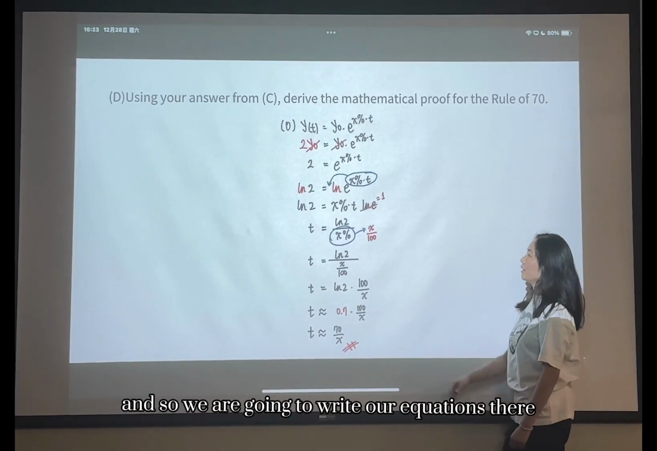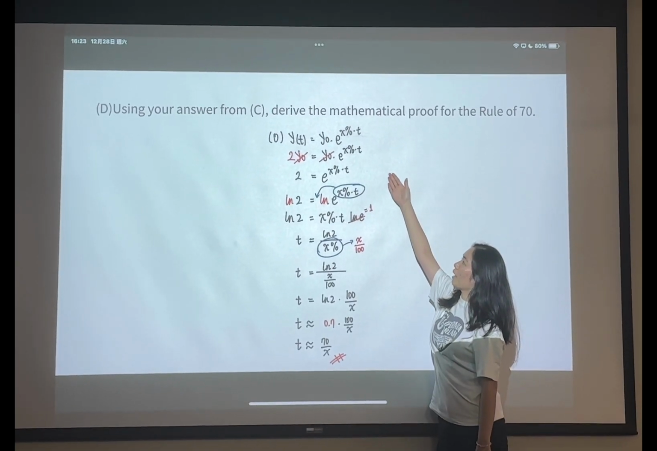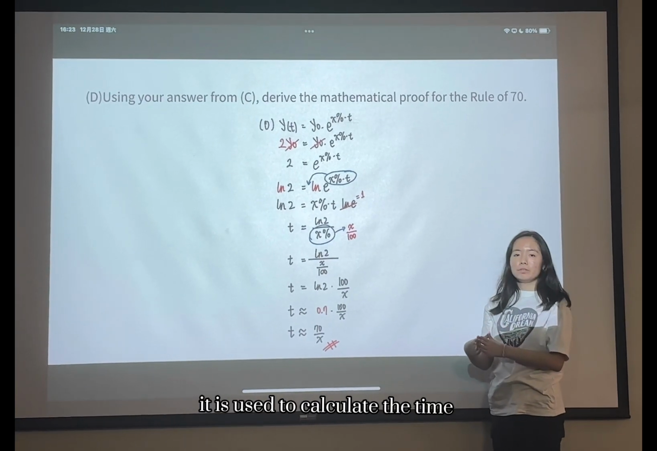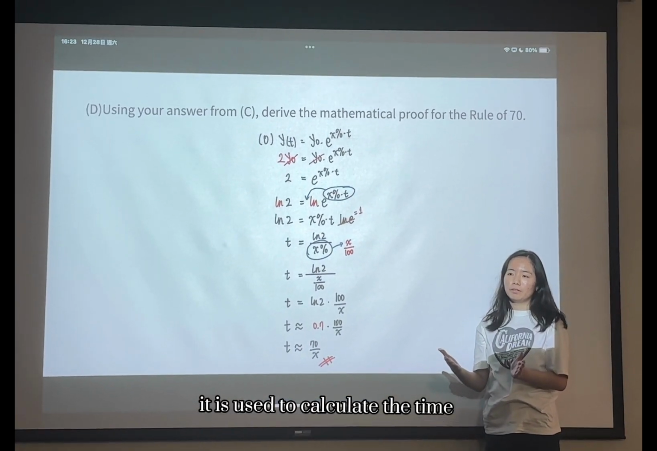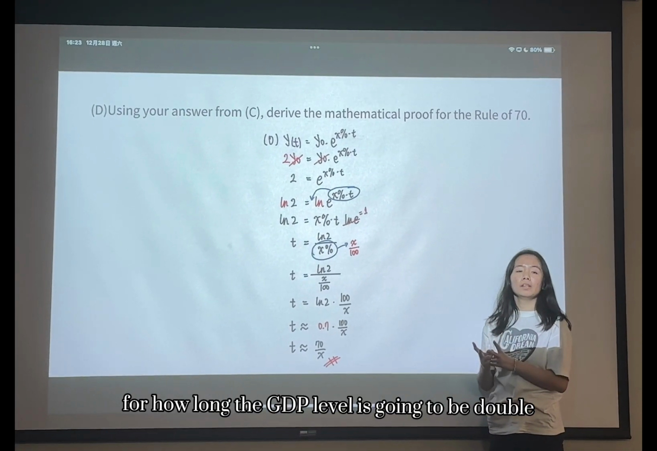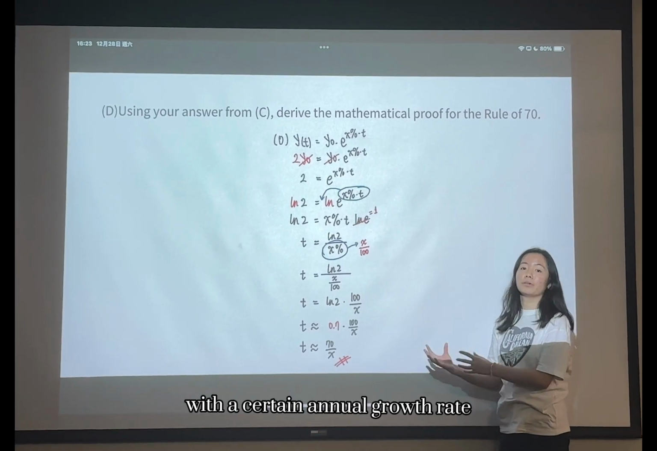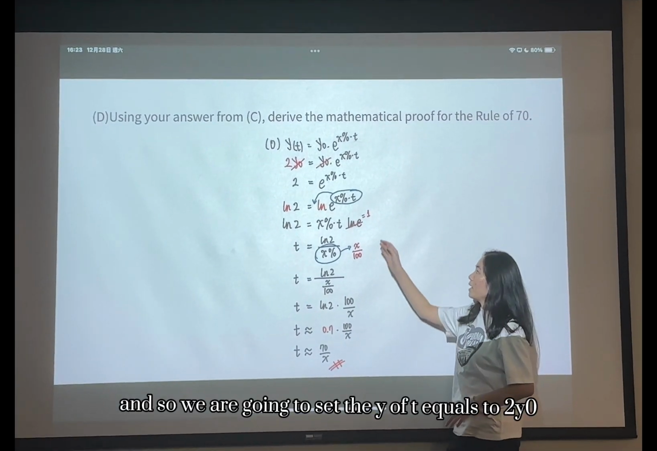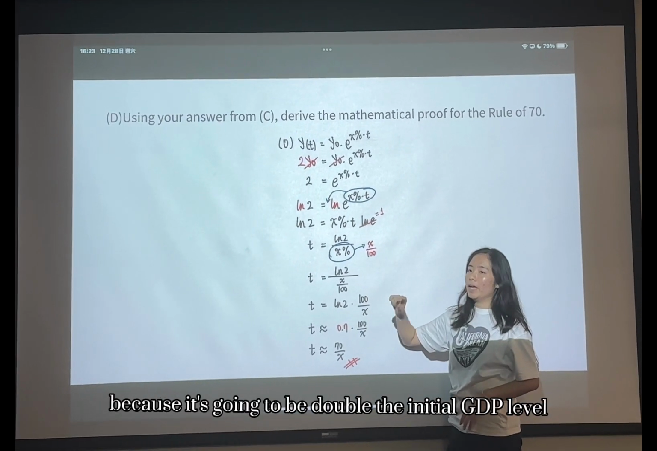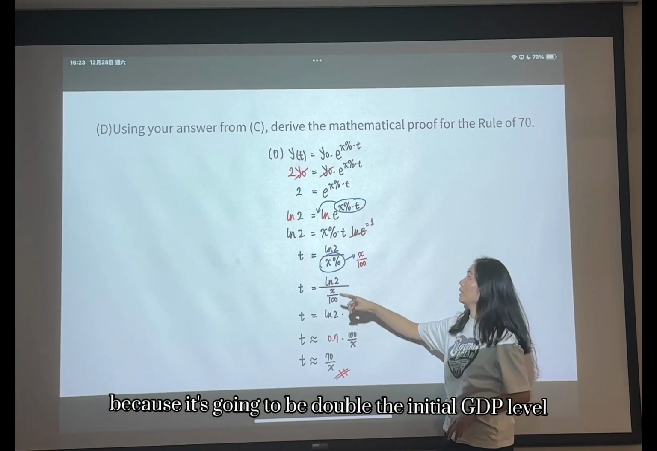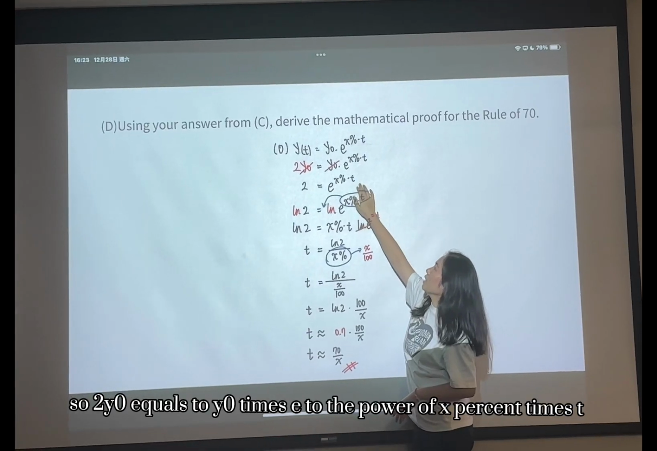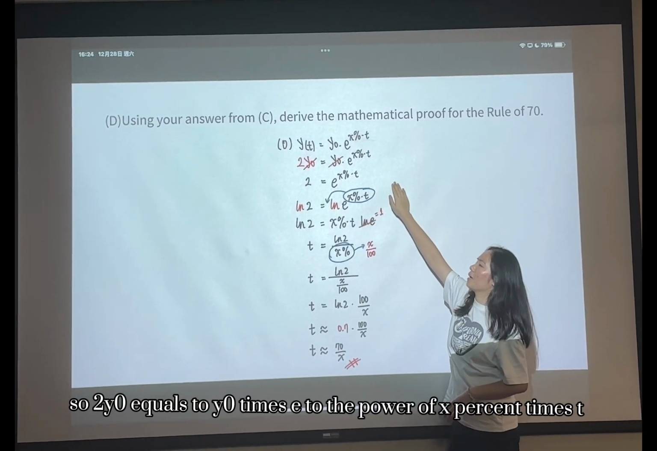And so we're going to write our equations there. The rule of 70, we need to be reminded, is used to calculate how long it takes for the GDP level to double with a certain annual growth rate. So we set y of t equal to 2y0, because it's going to be double the initial GDP level. So 2y0 equals y0 times e to the power of x% times t.